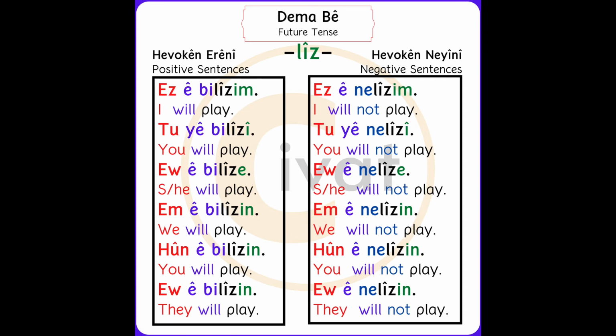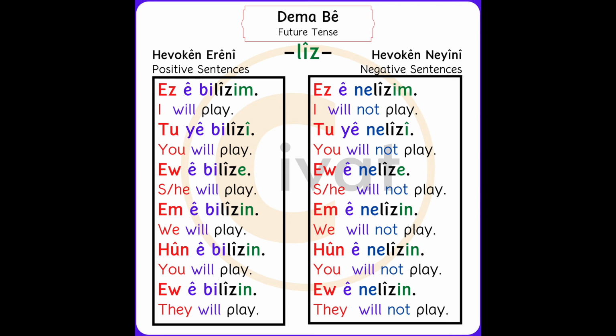Dema be. Future tense. Hevoken erini. Positive sentences. As a belizim. I will play. To ye belizi. You will play. Ewe belize. She will play. He will play. Eme belizin. We will play. Hune belizin. You will play. Ewe belizin. They will play.